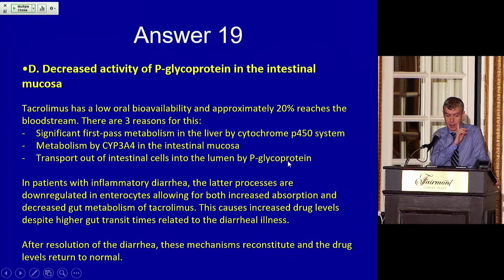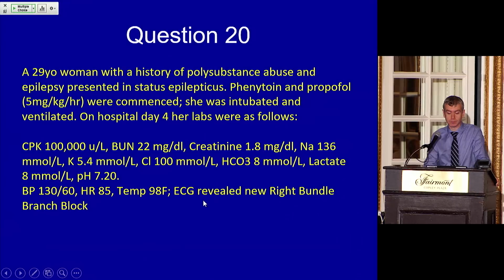So in patients with inflammatory diarrhea, the latter processes are downregulated in the enterocytes, allowing for both increased absorption and decreased gut metabolism of tacrolimus, which results in increased drug levels despite the higher gut transit times related to the diarrheal illness. After resolution of the diarrhea, these mechanisms reconstitute, and of course, drug levels return to normal.